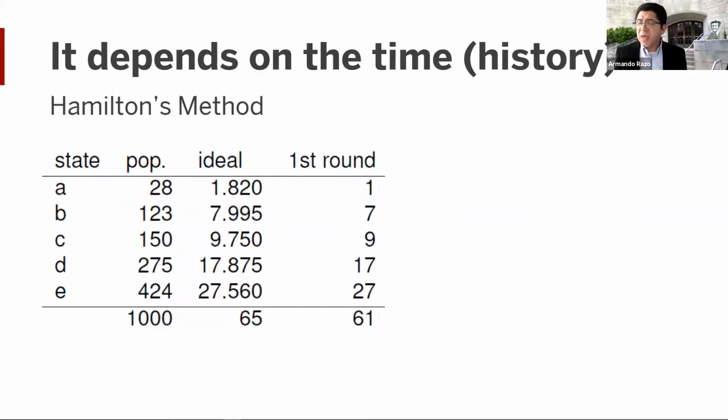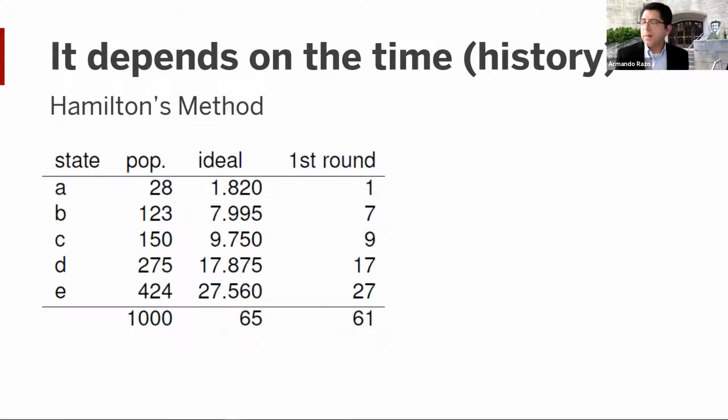So Hamilton's method actually requires 2 rounds. The first round is not controversial at all. You look at the whole numbers. For state A, the number is 1.820, so we'll give 1 seat to state A. For state B, we'll give 7, and so on. And when you do that initial round, you have allocated 61 seats. So there are 4 to spare.